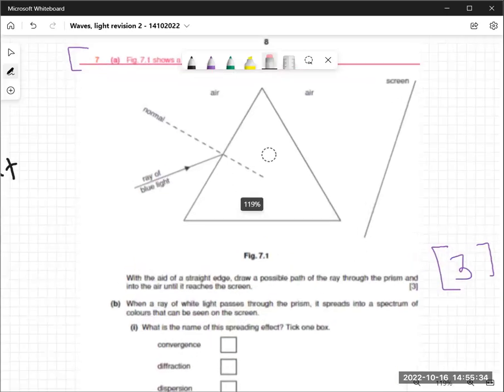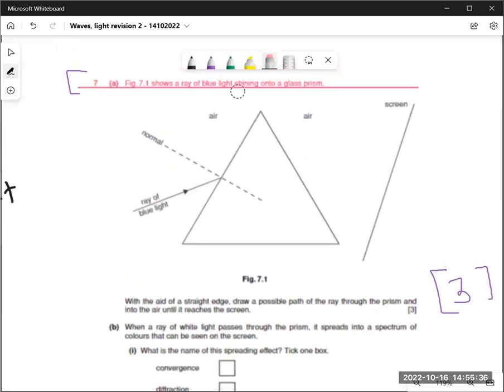Fine. Now, all of you, Anas, I want you to read the question one more time. Read it, Anas. With the aid of a straight edge, draw a possible path of the ray through the prism and into the air until it reaches the screen. Through the prism, into the air. And what kind of light is this? This is blue light.